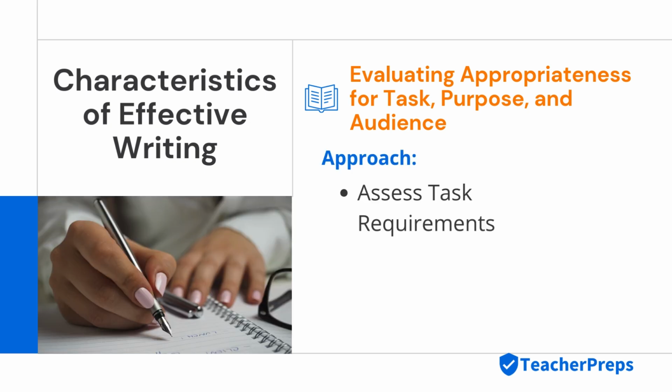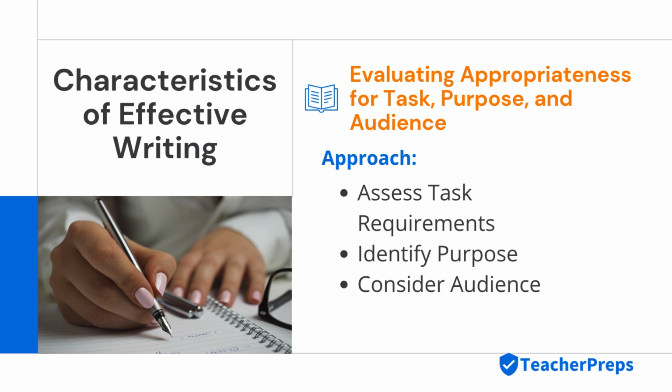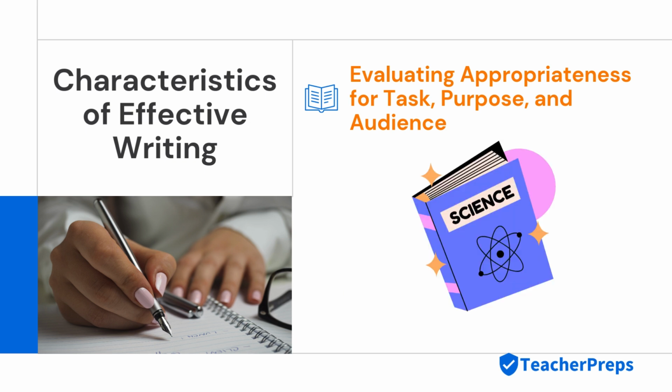To do this, we want to determine if the writing meets the specific criteria of the assignment or task that we can provide our students. Then we'll analyze whether the writing achieves this intended purpose, which is to inform, persuade, or entertain. Lastly, consider factors like age, background, and interests in order to evaluate the language and the style, as well as the content of the story or the material that you're reading. For example, review a persuasive essay intended for a scientific community to ensure it uses appropriate technical language, rigorous data, and a formal tone.